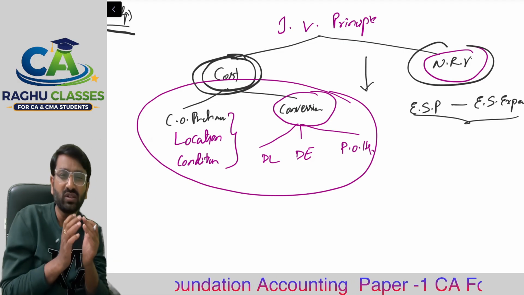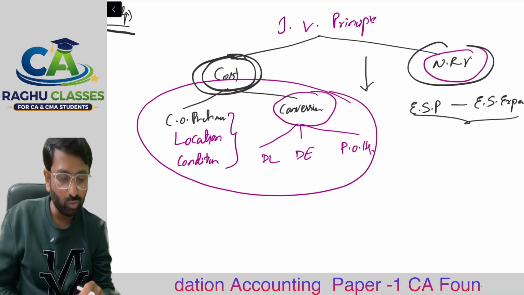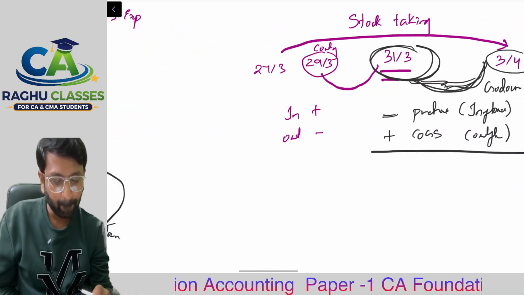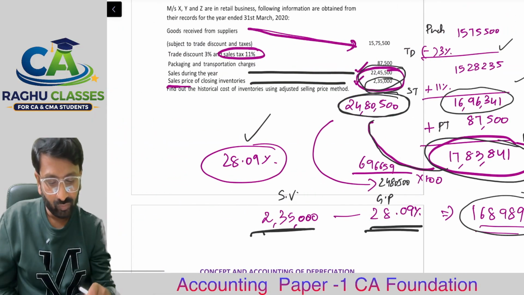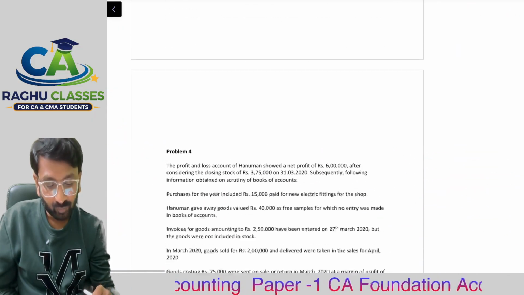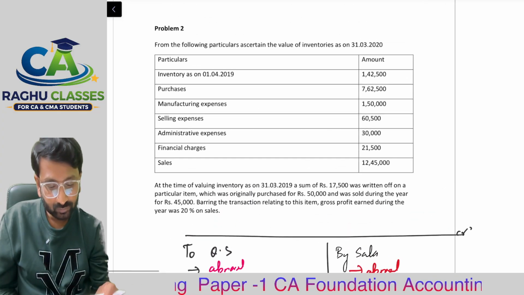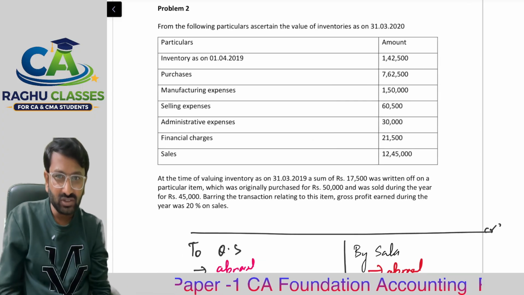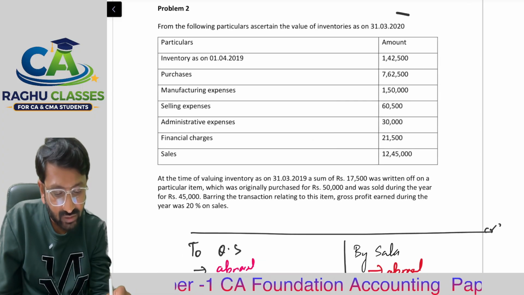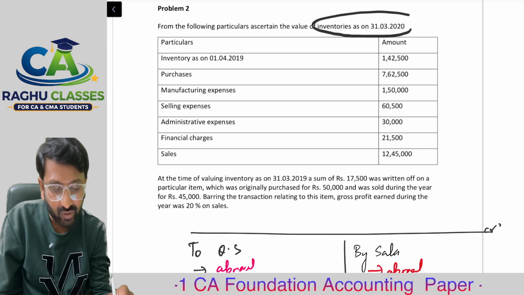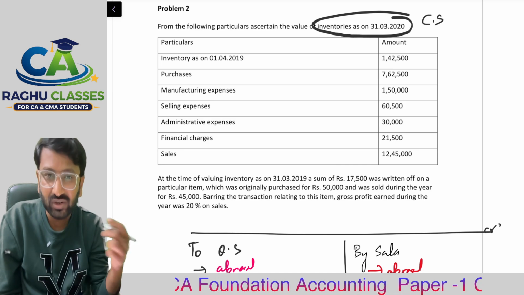Now, keeping all these concepts in mind, let's start trying a few more questions. So now have a look at this question. From the following particulars, ascertain the value of inventories. They're asking you inventory value on 31st March. So can I say closing stock calculation we need to do.